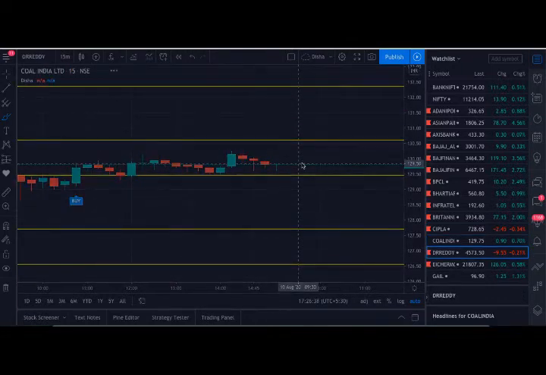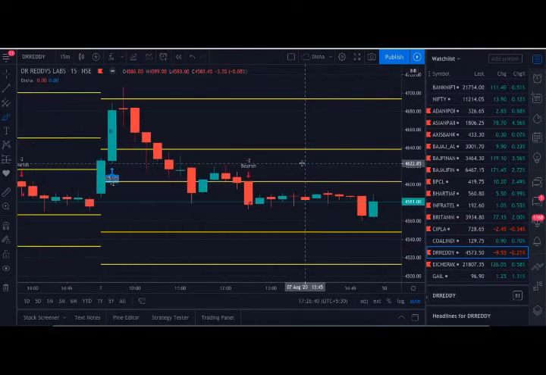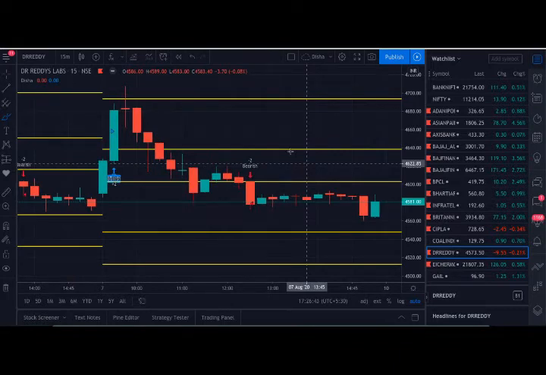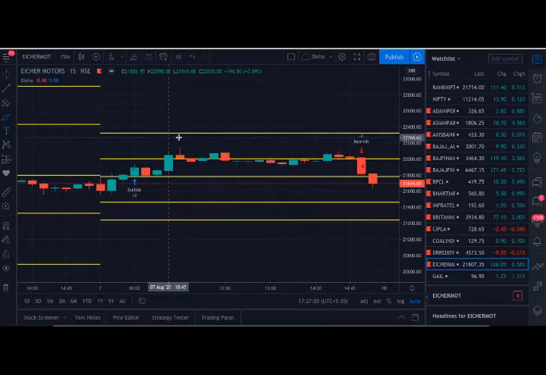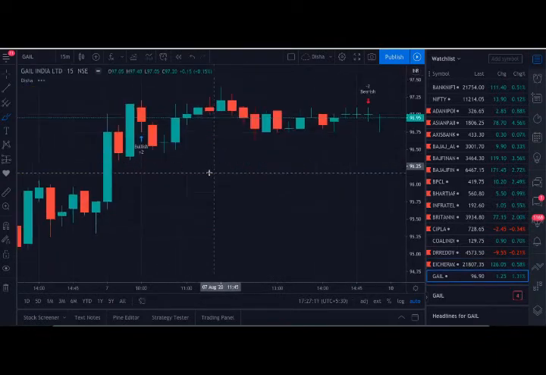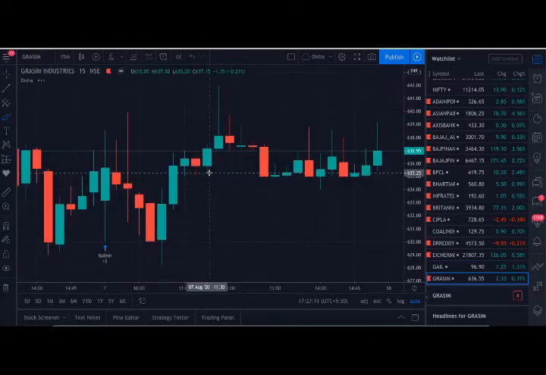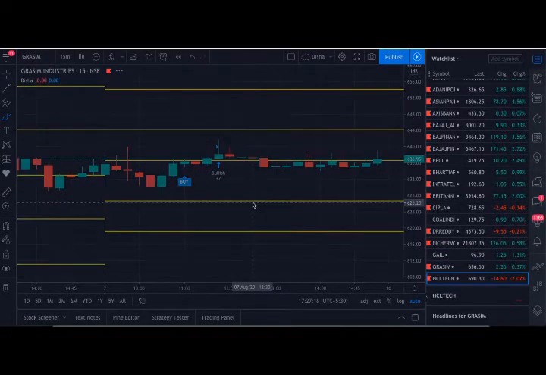Coal, I said to avoid. Data ready. Data ready has nothing. Like I already said, bullish plus buy here. But the first target will be only this one. So the risk is too big for this target. So I would say to avoid these kind of risk reward ratios. Icer, nothing. Gale, avoid. Grasim, nothing.